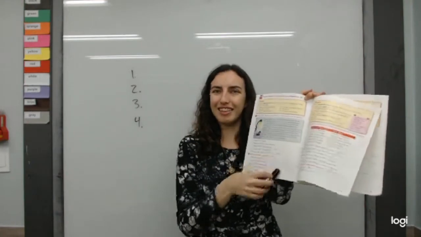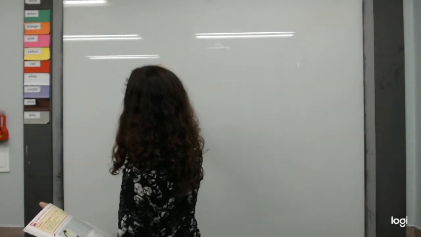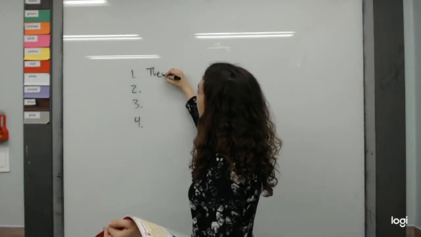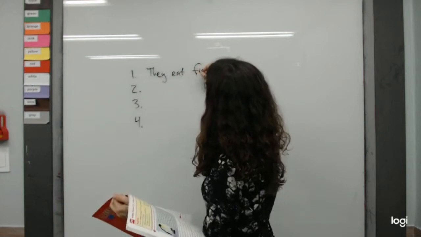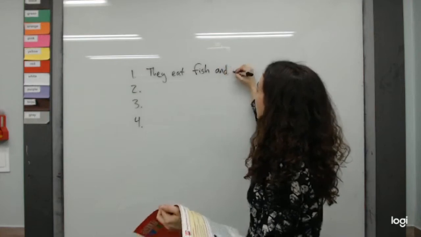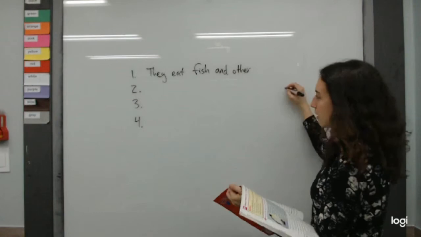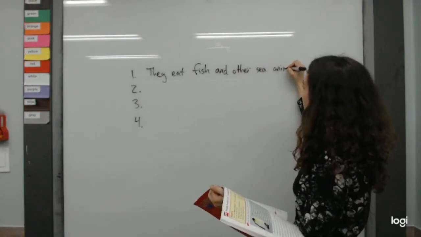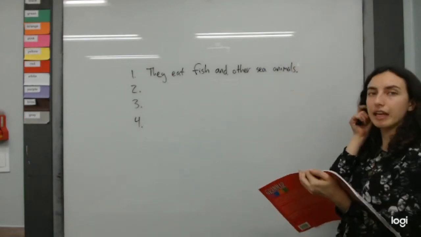This part alone, okay? So number 1, what do penguins eat? We can write they, or you can write penguins, both okay. They eat fish and other sea animals. Okay, penguins eat fish and other sea animals.